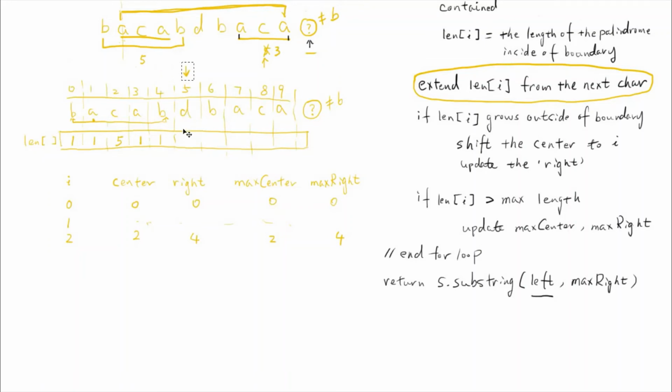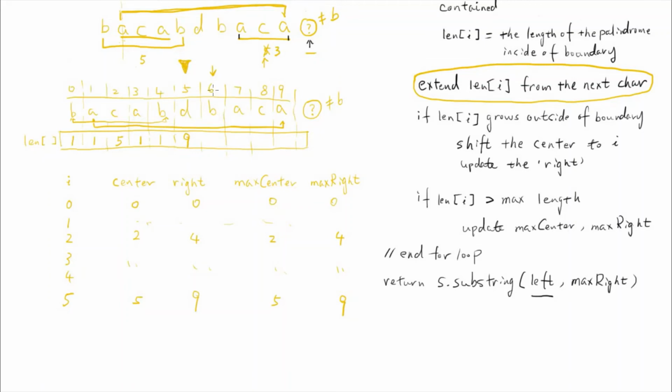Now we come to D. Here, we can extend from D, from A to A. So at 5, we find a new palindrome with a size of 9. Now we need to update all these 4 variables. Our new center is at 5, and the right boundary is at 9. The center for the max is 5, and the right boundary for the max is 9.